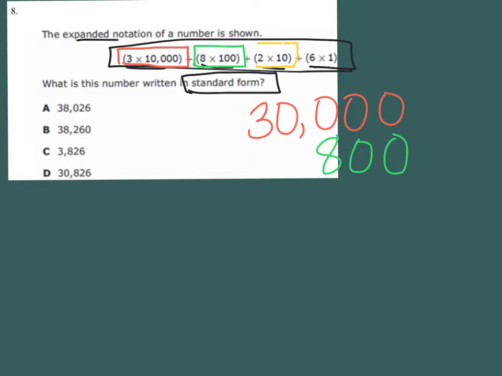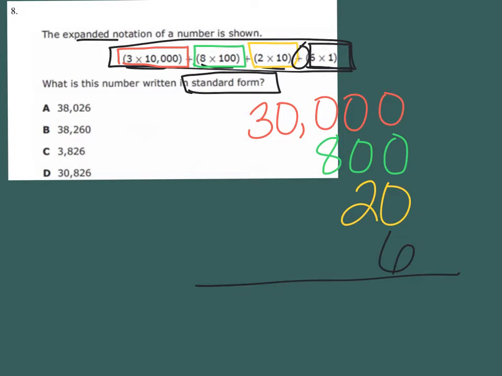What is 2 times 10? That's right, 20. Okay, and then finally, my last one, 6 times 1. How much is 6 times 1? Good, 6. Now, what do I do with all of those numbers?